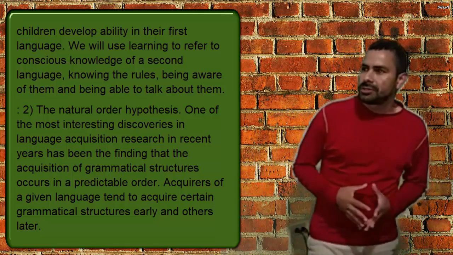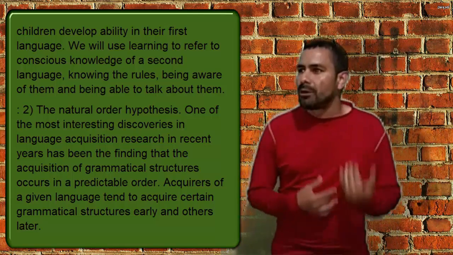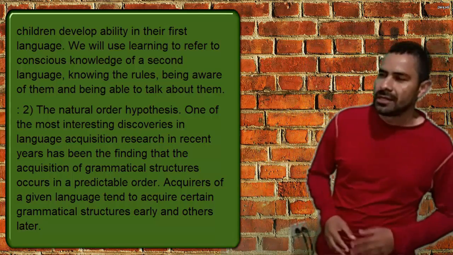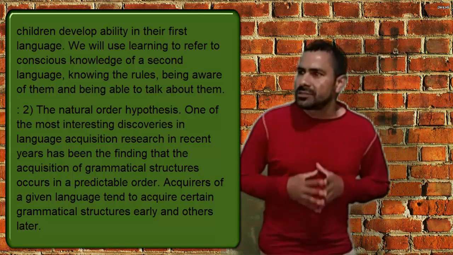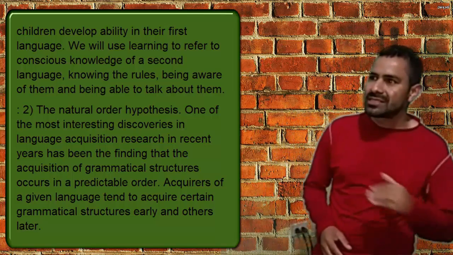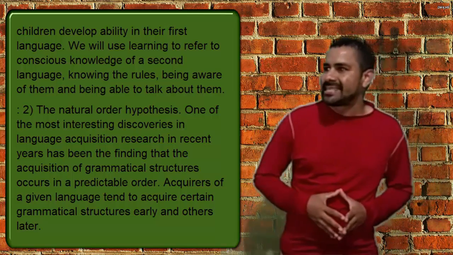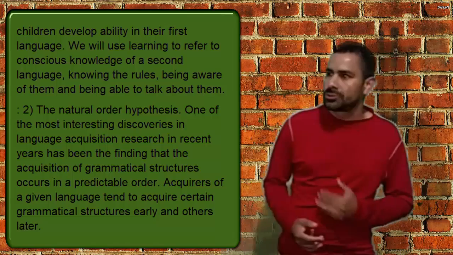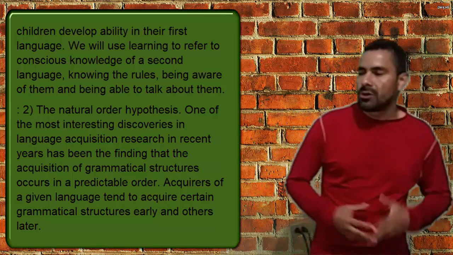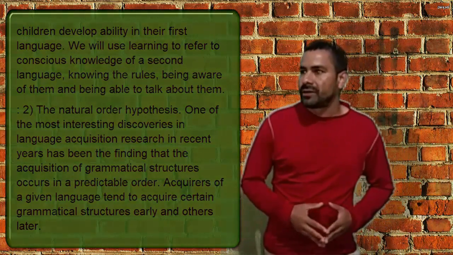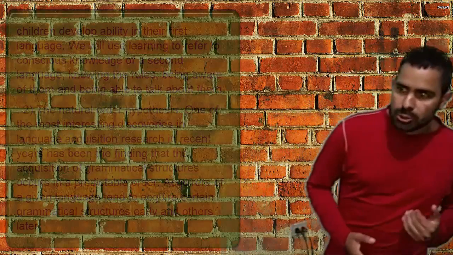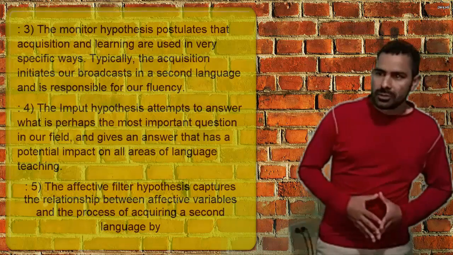The natural order hypothesis: one of the most interesting discoveries in language acquisition research in recent years has been the finding that the acquisition of grammatical structures occurs in a predictable order. Acquirers of a given language tend to acquire certain grammatical structures early and others later.